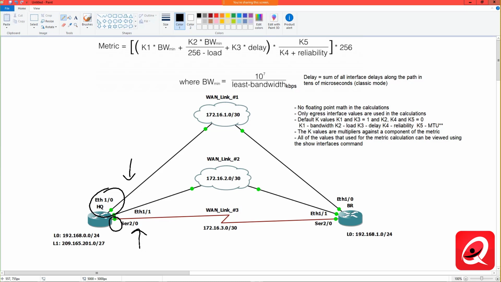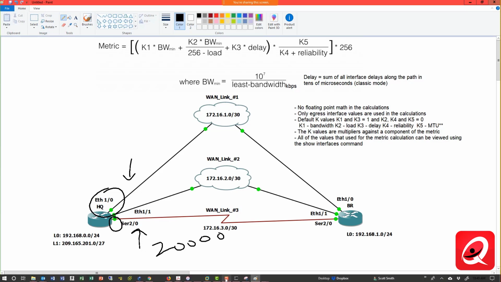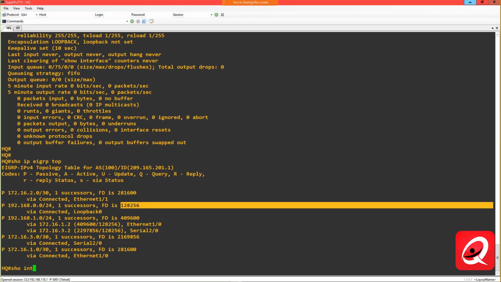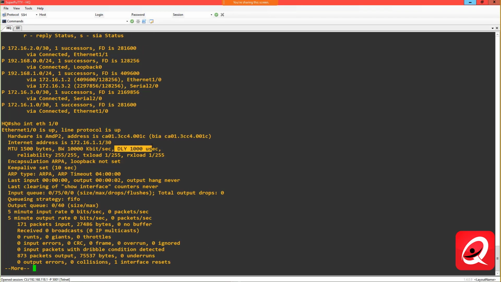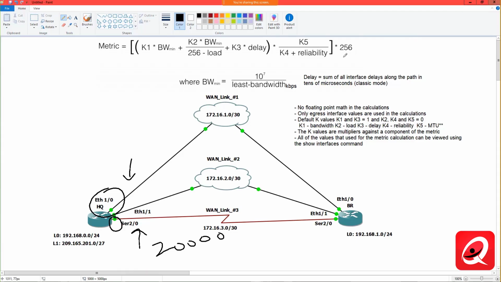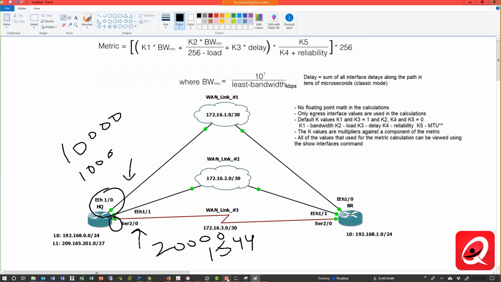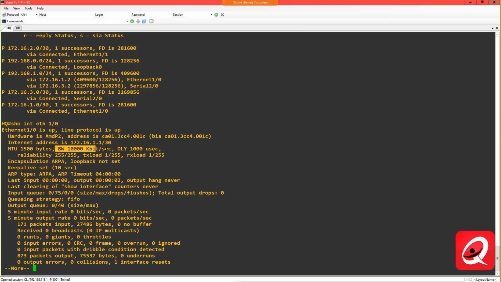So if you think about what I have to do to manipulate these paths, I know that the delay on this interface is 20,000. And if I go into my HQ router, the delay on the Ethernet interface is 1,000. So I already kind of know what I'm dealing with from the perspective of delay. Bandwidth also is a factor. We've got 1544 here, and we've got 10,000 there. If you go back to your HQ, you can see that the bandwidth is 10,000 kilobits per second.